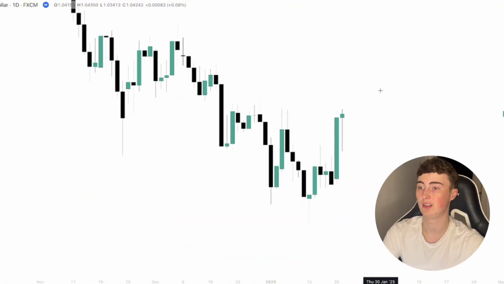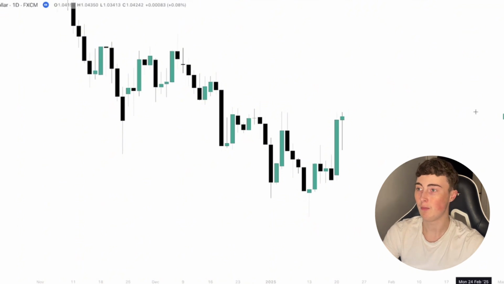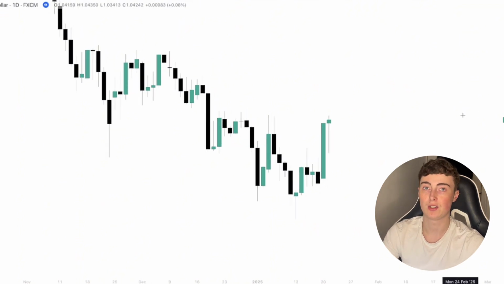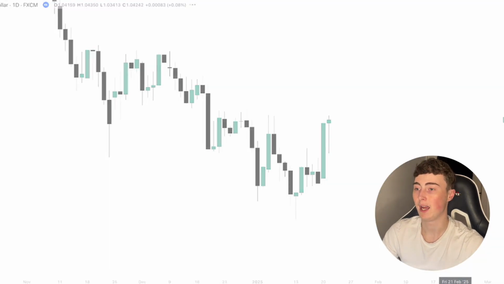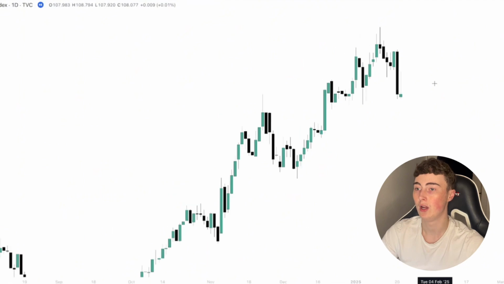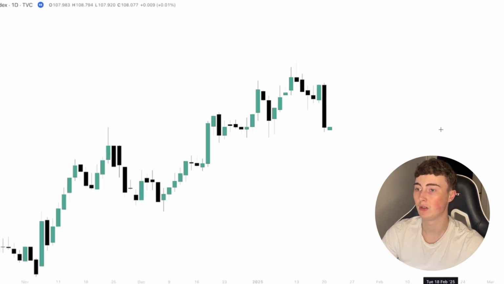Starting on Euro USD. With the higher time frame on these USD pairs, I do actually like to look at the dollar index. So we're going to go on the dollar index and I'll show you what I was actually looking at when it came to taking this trade. So this trade was on the 22nd of January. So it's the daily candle after this. So this is what I was looking at the day before.